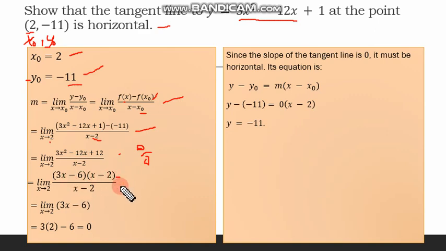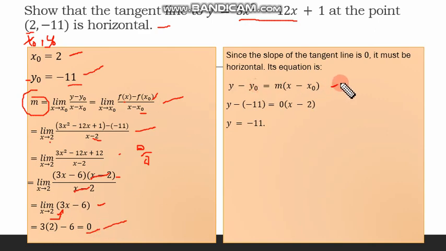Please review your factoring because it's really useful here in the derivative, I mean the slope of a tangent line. So 3x minus 6 times x minus 2 over x minus 2. The common factor is x minus 2. So 3x minus 6 as x approaches 2. So we will just substitute the value of x with 2. So 3 times 2 is 6 minus 6, that's 0. So our slope, or m, is equal to 0.